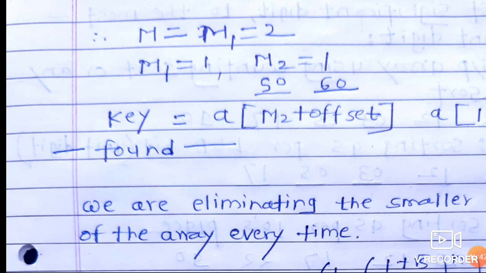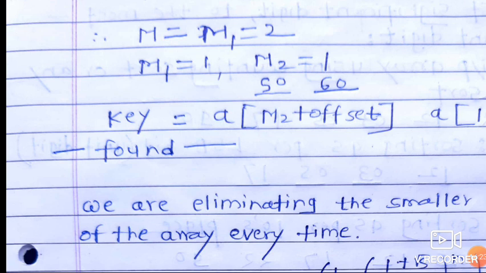Once we generate the Fibonacci series, we select a number m which is immediately greater than or equal to n, and we set that value to m. Once we have m, its two preceding values are considered as m1 and m2.